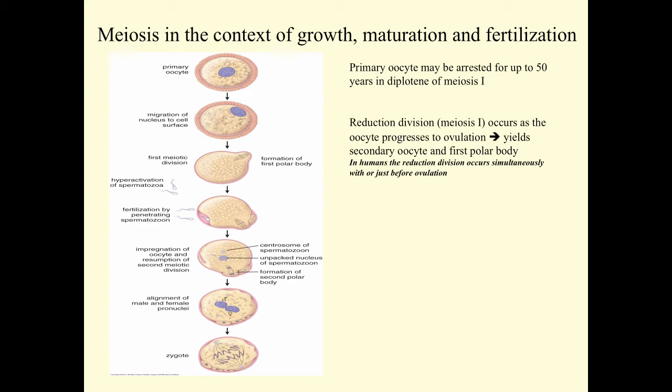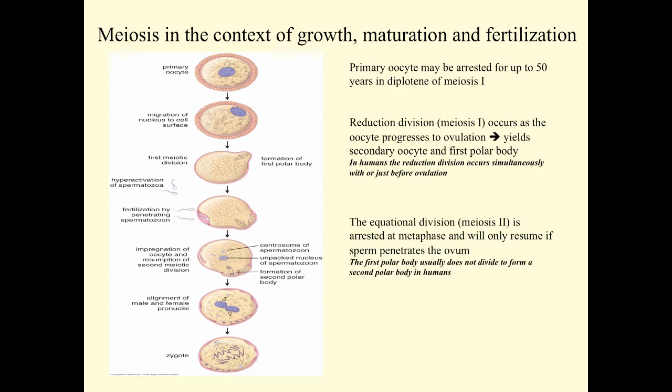So that's why we say that in most cases the oocytes that you see within the ovary are primary oocytes. Understand that exception, that if the reduction division occurs just before ovulation, then that oocyte would be the secondary oocyte. The equational division in meiosis, meiosis 2, is arrested at metaphase, and it's only going to resume when the sperm penetrates the ovum.